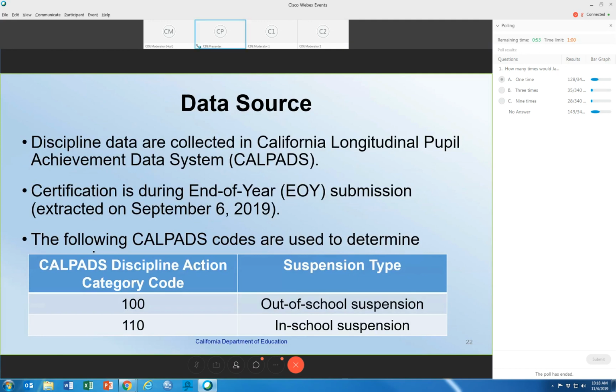As a reminder, when you're checking your suspension rate, you want to make sure that you know where your data is coming from. The data source for all of suspension data is coming from CALPADS, and it comes specifically from the certification of the end of year submission, which this year was extracted on September 6, 2019. We use the following CALPADS codes to determine which suspensions are counted. So it's CALPADS Discipline Action Category Codes 100 and 110, which 100 responds to out-of-school suspensions and 110 responds to in-school suspensions.